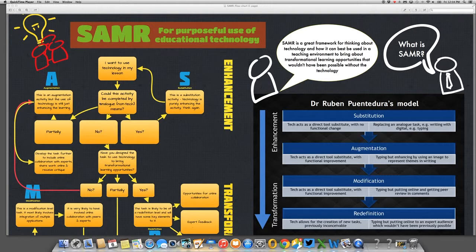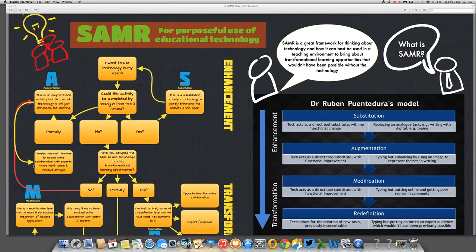So if you would say partially, you'd move over here. If your answer is no, we'll start with this track first. If your answer is no, it could not be done without tech, you're on the right track and you're ready to move down to here. If your answer is partially, you are probably moving into the augmentation phase. And then you need to ask yourself, is this an augmentation activity, but the use of technology is still just enhancing? It might have a few more bells and whistles, but it's still just enhancing.